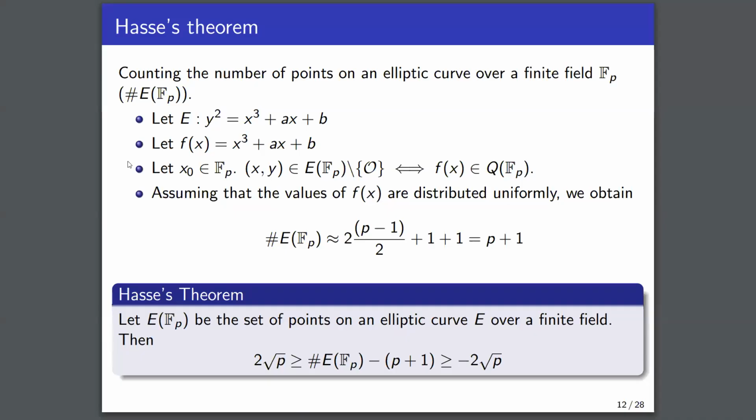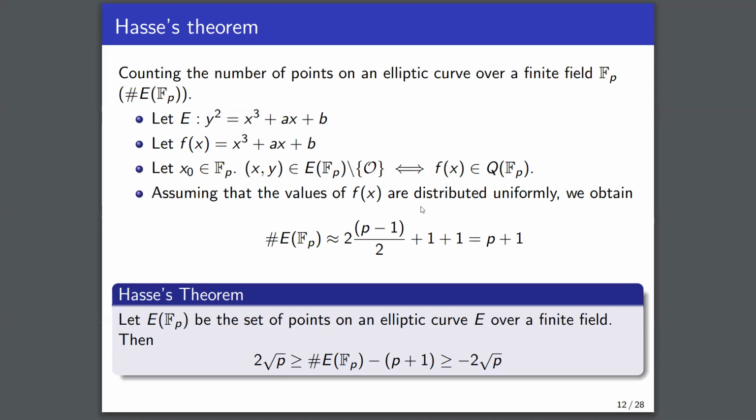Okay, go ahead. Now we want to count the number of points on an elliptic curve E(Fp). For that, we take some x naught in Fp and evaluate f of x naught, which is just x naught cubed plus a x naught plus b. We know the set of solutions is given by (x, y) where y squared equals x cubed plus ax plus b. In short, if x naught cubed plus a x naught plus b is a quadratic residue in Fp, then the point (x, y) will be on the elliptic curve. That is the basic idea.